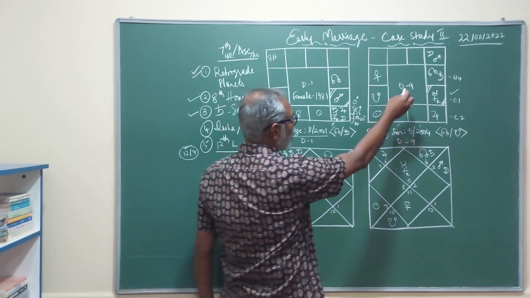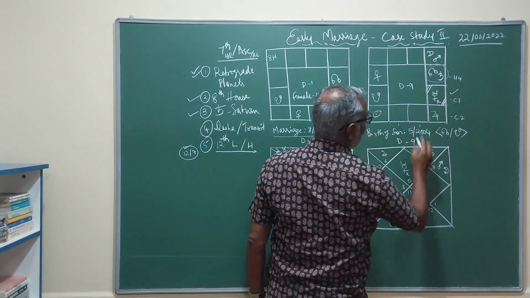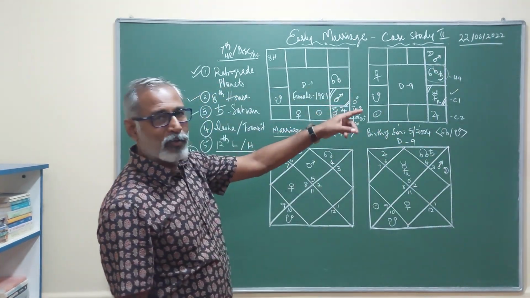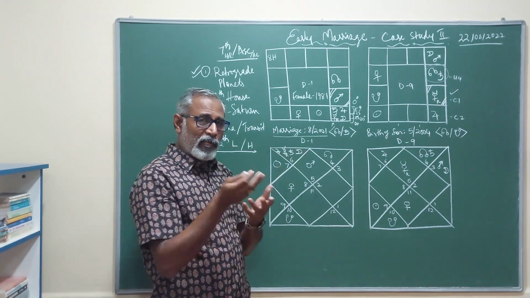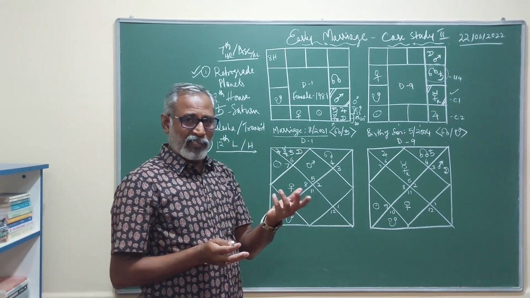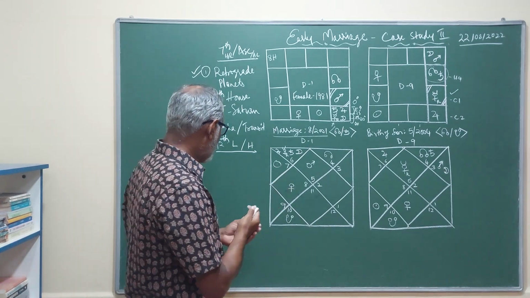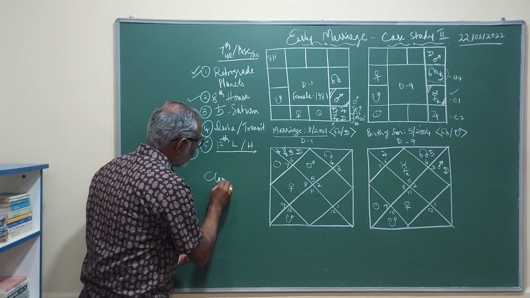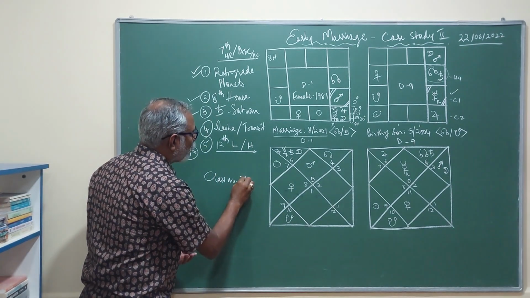So if you see that here, both are sitting together in the Navamsha in the 12th house, which is also, as I told you, please refer to my earlier video, that is yesterday's video, that is class number, I think it is 258.